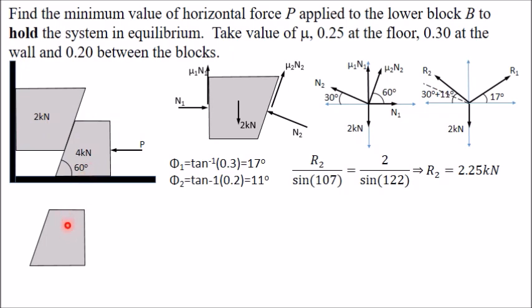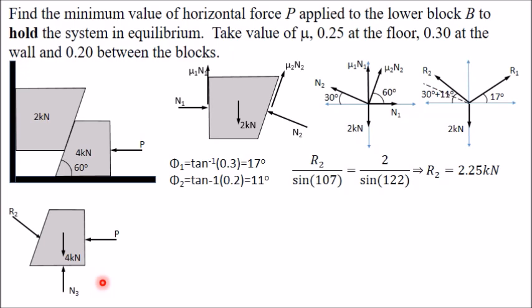I have drawn this block. First, there is the applied force P, and second, the weight in the vertical downward direction. Now you have already obtained R2 with its direction: the magnitude of R2 is 2.25 kilonewton, and its angle is 41 degrees from the x-axis. So you can draw R2 also, at 41 degrees from the x-axis, because this R2 is the reaction force between the 2 kilonewton and 4 kilonewton blocks. And another one is the normal reaction between this block and the floor, which you can name N3.